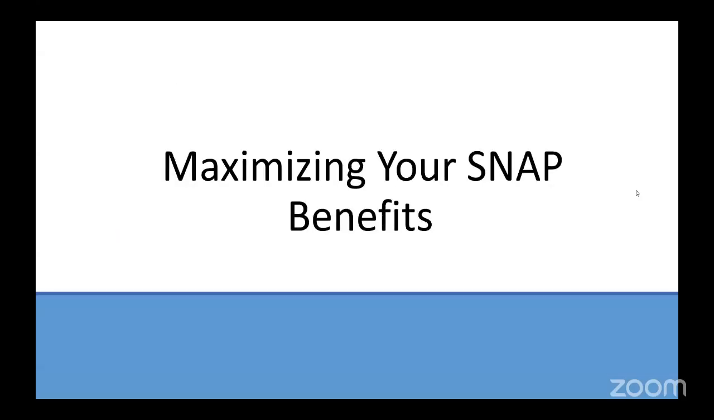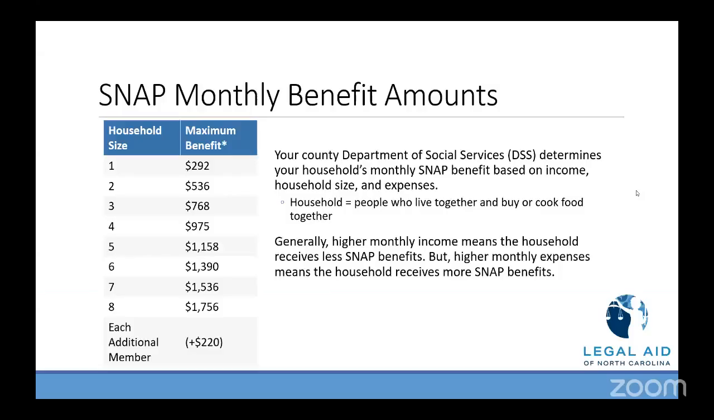Now we're going to talk about maximizing your SNAP benefits to make sure you get all the SNAP dollars that you're entitled to. So this chart shows the maximum benefit by household size. It's important to remember, though, that not all households receive the same amount and not all households receive the maximum. Your county Department of Social Services will determine your household's monthly SNAP benefit based on income, household size, and certain expenses. Not all expenses, but there are some expenses that DSS will take into account.